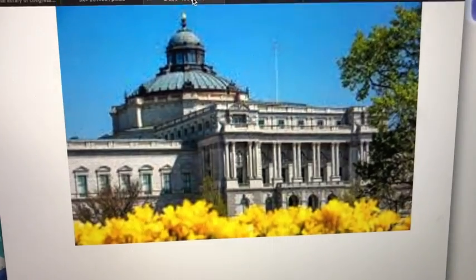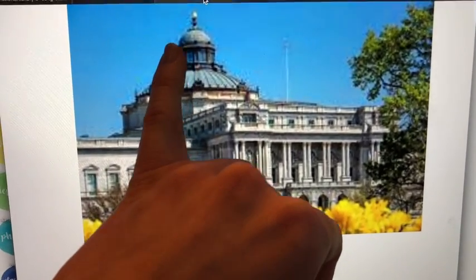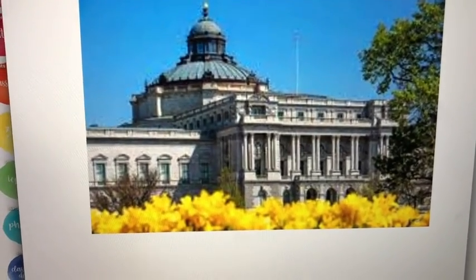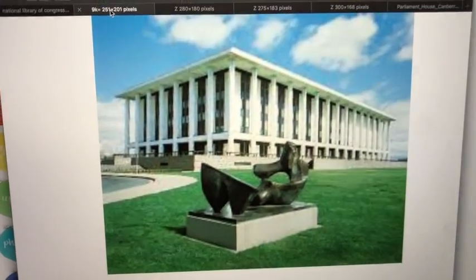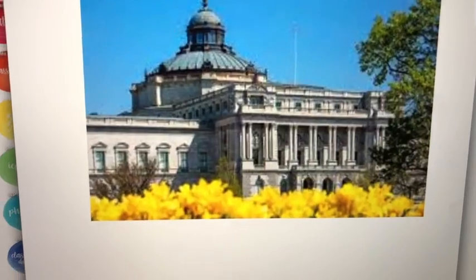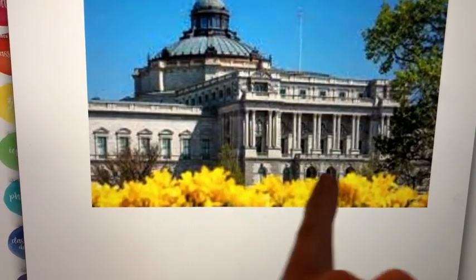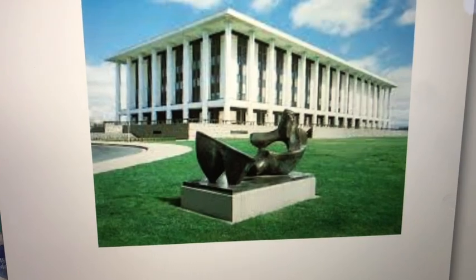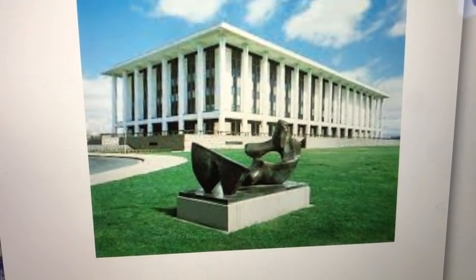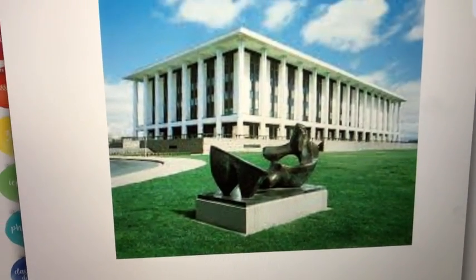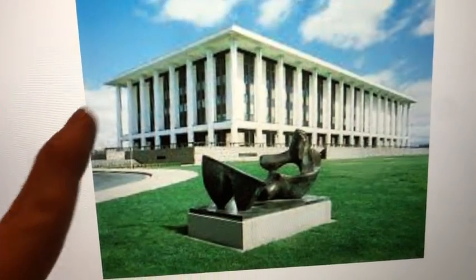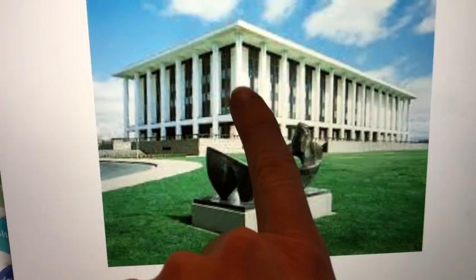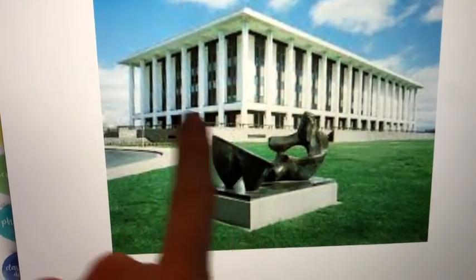Then we have the US Library of Congress. You can see the domed tower. There's a dome on that tower. And this last one also has columns, lots of windows, a huge building. And now we have the one in Australia, the Australian Library, which also has columns. Again, they're a little different. There's columns, there's a sculpture there, columns.